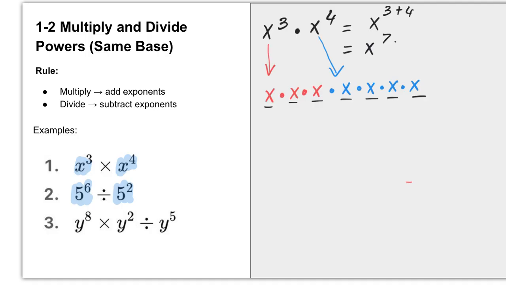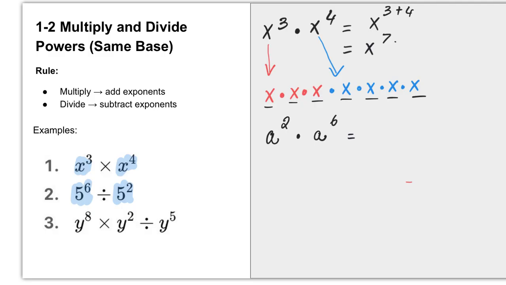So let's go ahead and do one example on your own. I'm going to write your example. Let's say a raised to the second power times a raised to the sixth power. What would that equal? Pause the video and try it on your own.